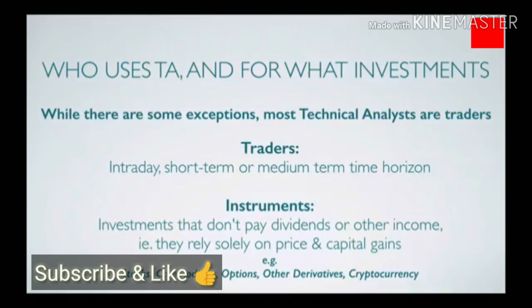And TA is particularly used for investments that don't pay dividends or other income. In other words, investments that rely solely on price and capital gains. So things like some stocks, commodities, options, other derivatives, and of course, cryptocurrency. When these investments don't pay dividends or income, the only way you can profit is from buying low and selling high, or selling high and buying low. And that's why picking a bottom or picking a top is very useful.